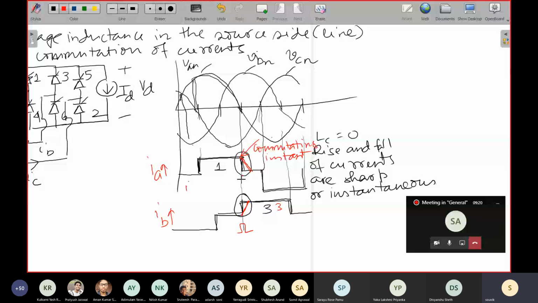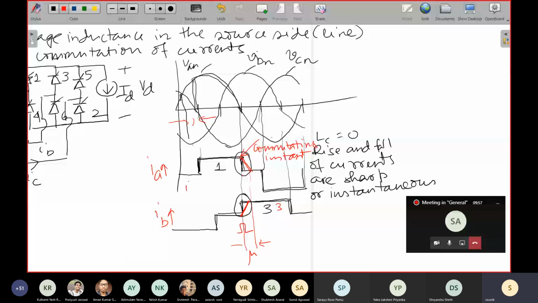And similarly, this current initially was 0. Since there is a series inductance in the line, this current will take some finite time to go up. But while doing this, since it has to follow Kirchhoff's law, both this duration, let us first indicate by an angle alpha and an angle mu, right? Where is alpha? Alpha is here.